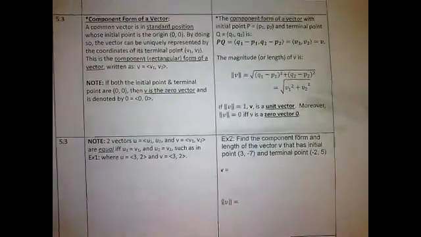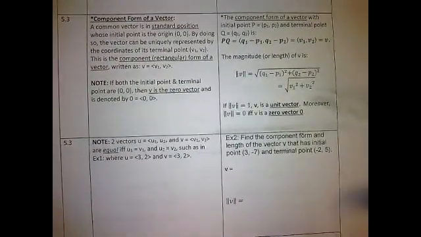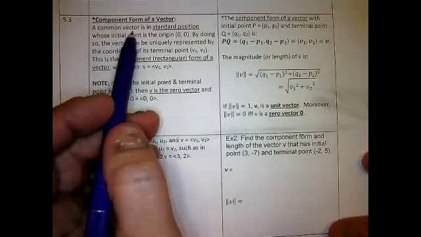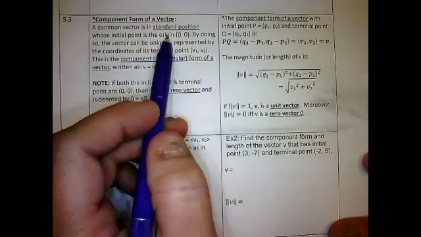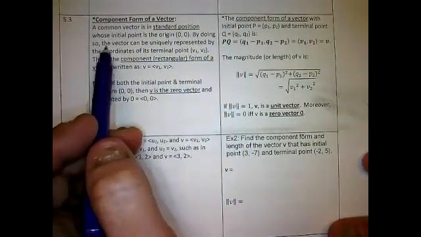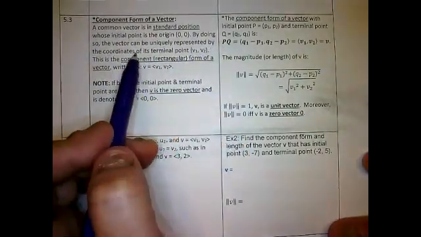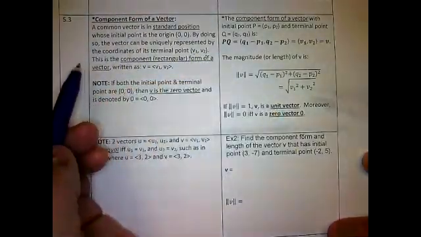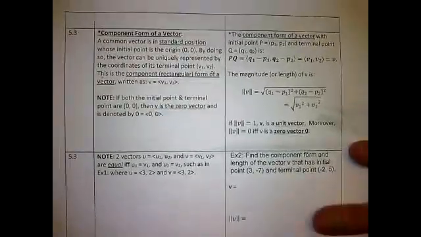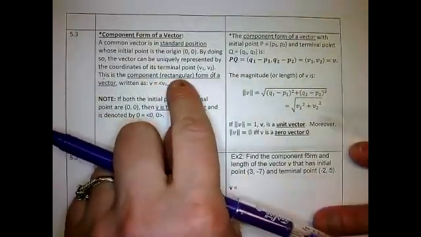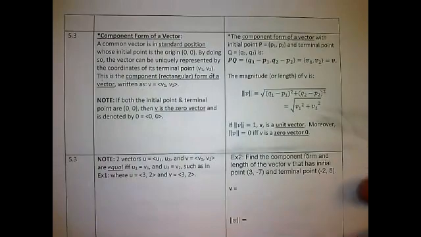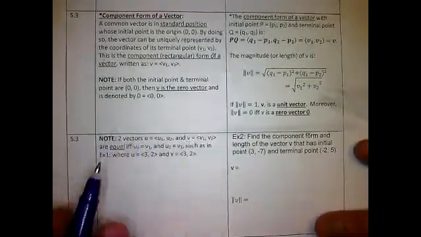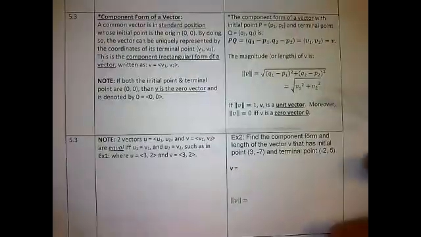Component form of a vector. So that's actually what we have been doing. So it says a common vector is in standard position whose initial point is the origin. By doing so, the vector can be uniquely represented by the coordinates of its terminal point. This is the component form of a vector, and we say rectangular form because we will be working with something called polar coordinates a little bit later. So the rectangular form of a vector is just written the way we just have done it.